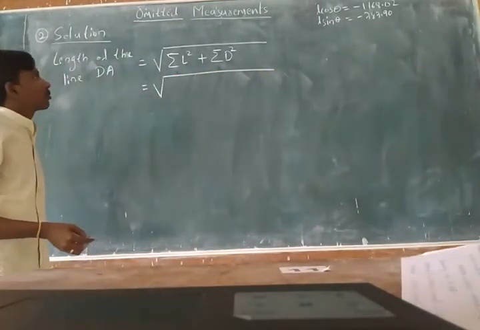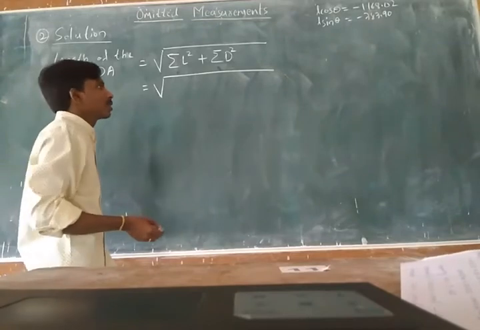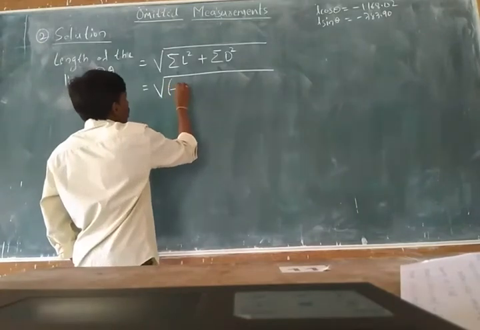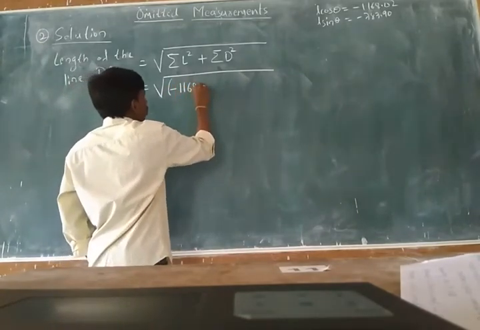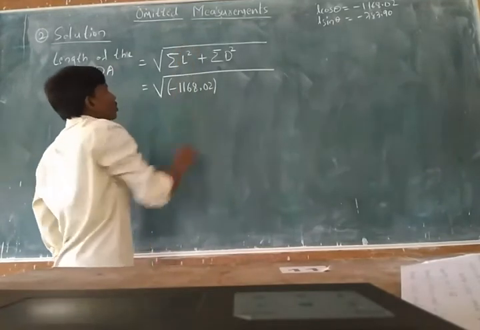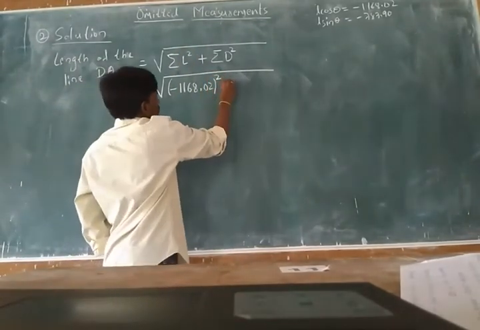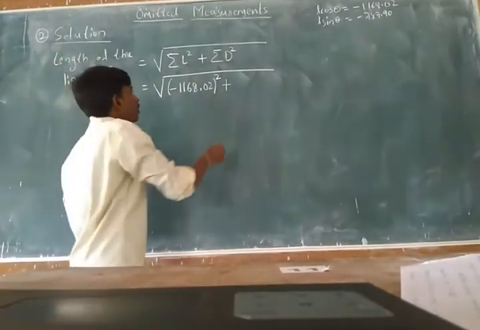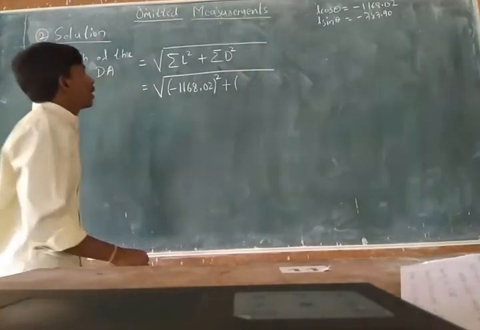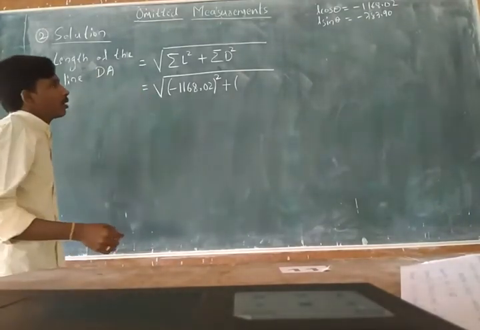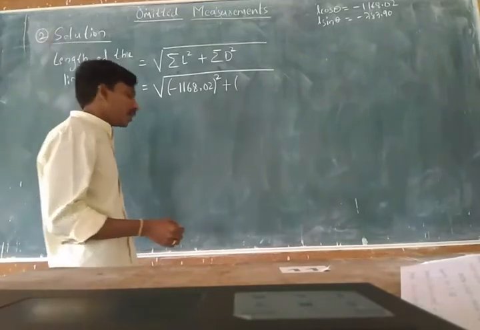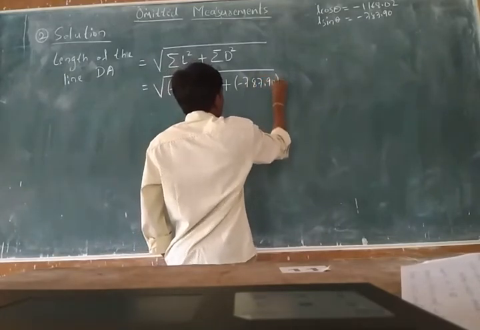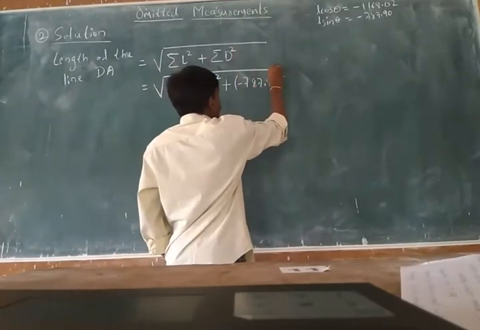The latitude of DA is minus 1168.02. So let's substitute minus 1168.02, and we have to square the number. Then write plus as it is from the formula itself. Now open bracket and write the departure of DA. The departure is minus 787.90. So minus 787.90 is the departure and we have to apply the square.